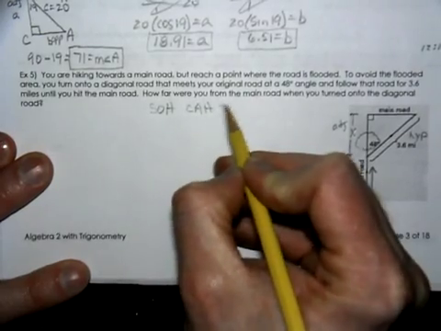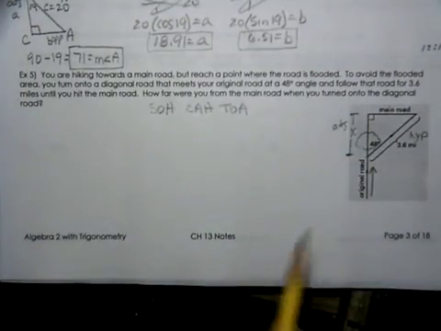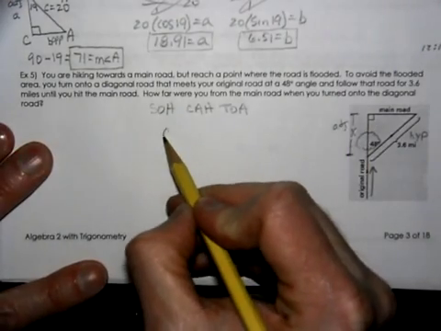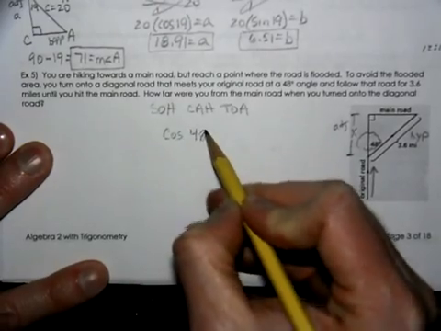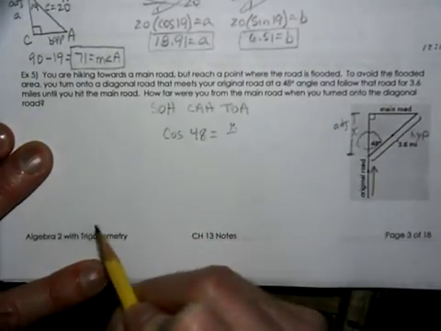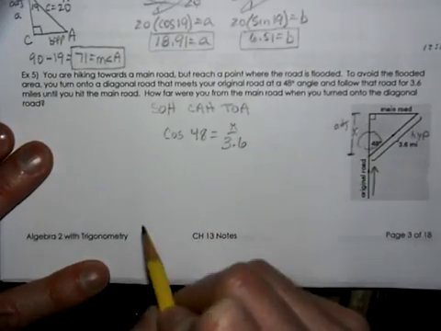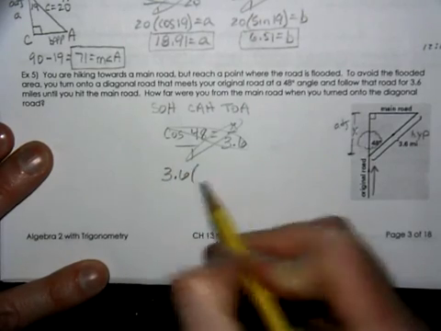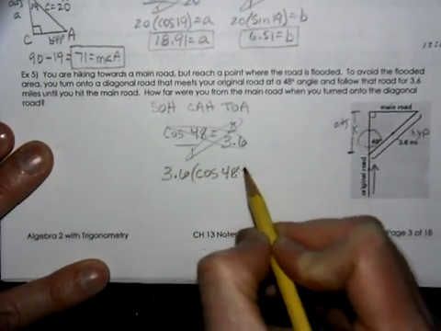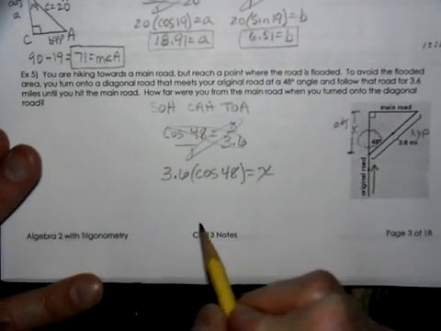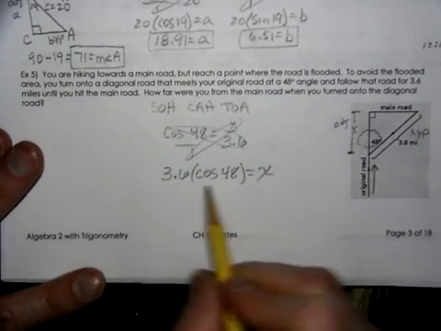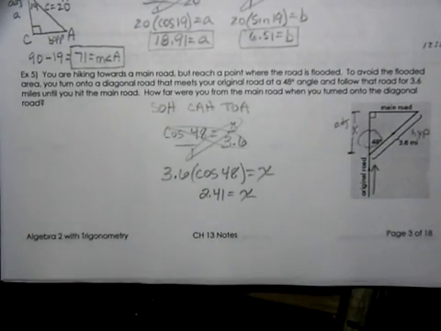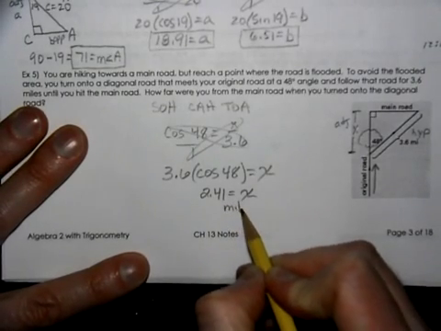So using SOHCAHTOA, we know that cosine would be adjacent over hypotenuse. So cosine of 48 equals the adjacent side over the hypotenuse. Put it over 1, cross multiply, 3.6 times the cosine of 48 equals our x value. When we multiply those two together, we get 2.41, and that's our x, and that would be in miles.